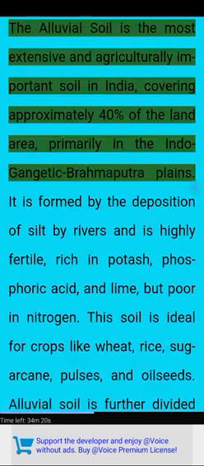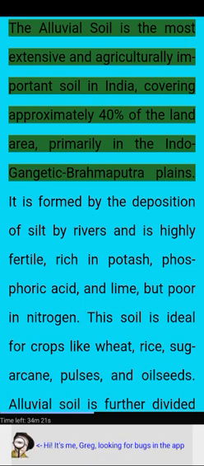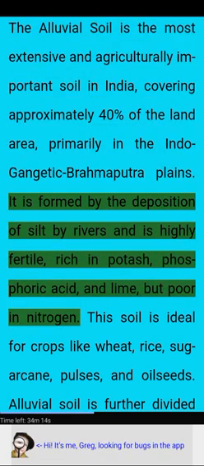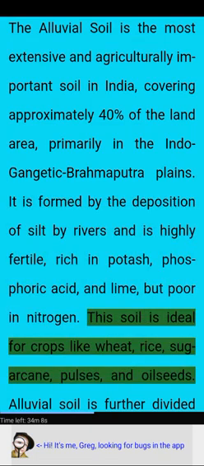The alluvial soil is the most extensive and agriculturally important soil in India, covering approximately 40% of the land area, primarily in the Indo-Gangetic-Brahmaputra plains. It is formed by the deposition of silt by rivers and is highly fertile, rich in potash, phosphoric acid, and lime, but poor in nitrogen. This soil is ideal for crops like wheat, rice, sugarcane, pulses, and oilseeds.